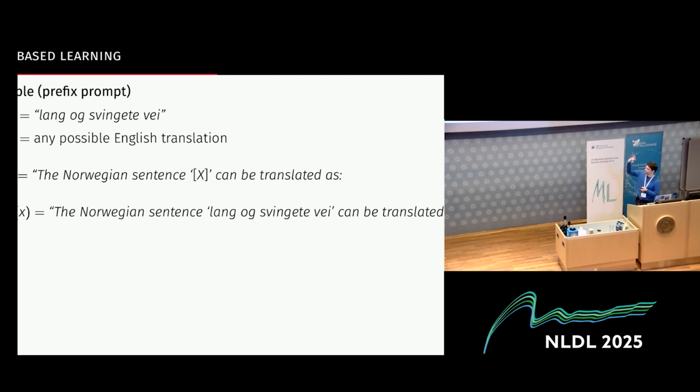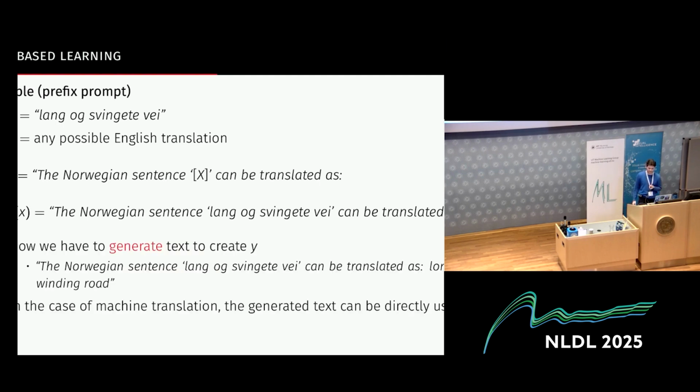So the language model has to do two tasks, right? It has to understand what you actually mean by this prompt, and then it also has to be able to perform the target task. And so we input this into the language model and generate the output, and if we are lucky, it actually generates the translation. Now, in the case of machine translation, we can just take this generated output, and we are happy because this is the translation.